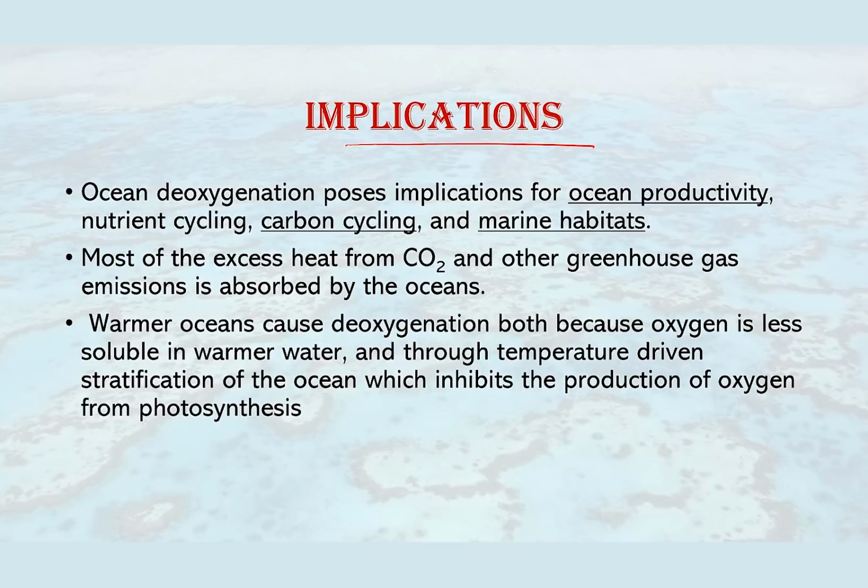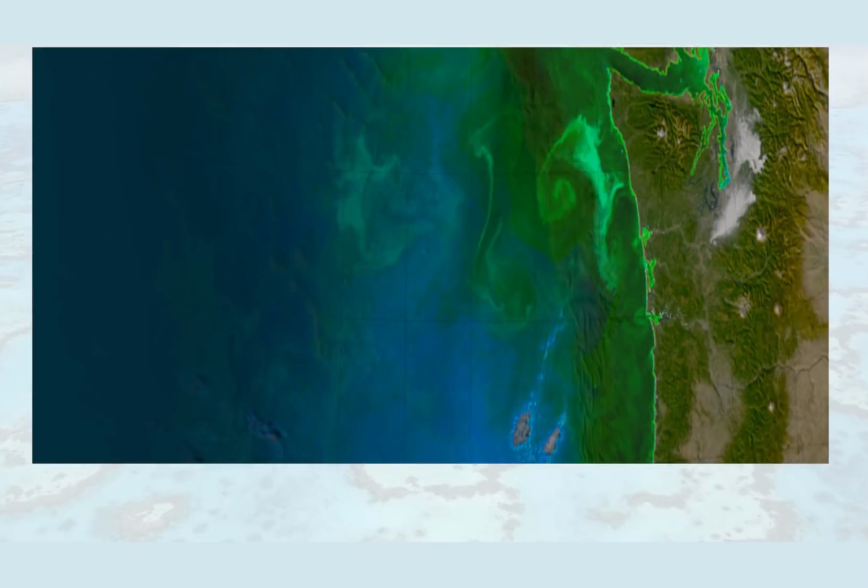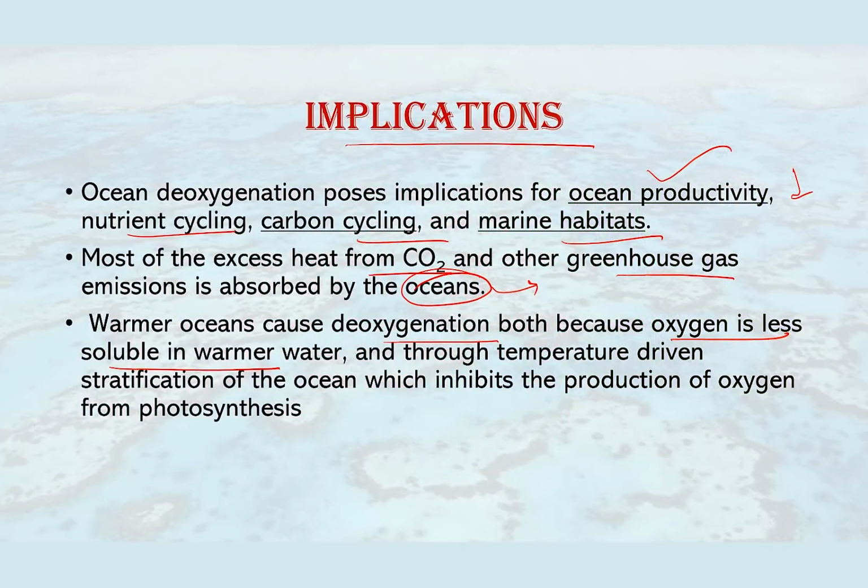Ocean deoxygenation poses implications for the ocean productivity. It will reduce, nutrient cycle will be hampered, carbon cycling and marine habitats will be affected. Most of the excess heat from carbon dioxide and other greenhouse gas emission is absorbed by oceans. So oceans are actually helping us to absorb carbon dioxide, but too much of it in the oceans is harming itself. So warmer ocean causes deoxygenation both because oxygen is less soluble in warmer water and through temperature driven stratification of ocean, which inhibits the production of oxygen from photosynthesis.